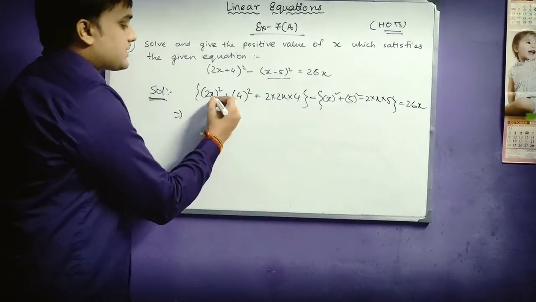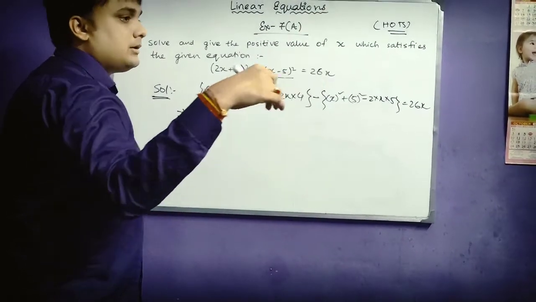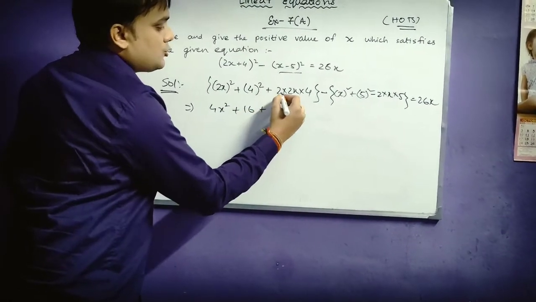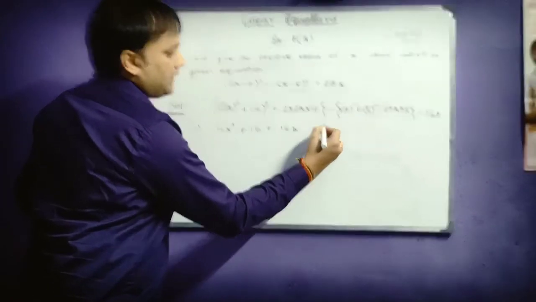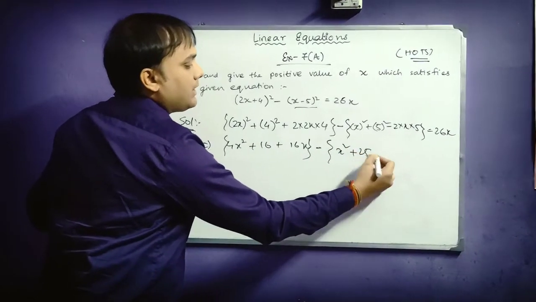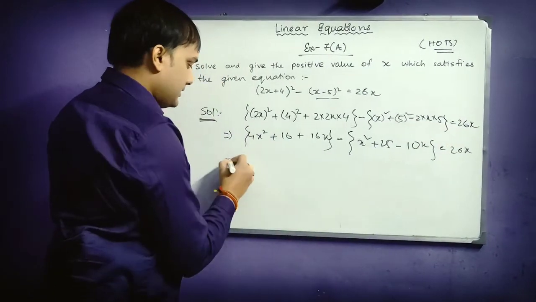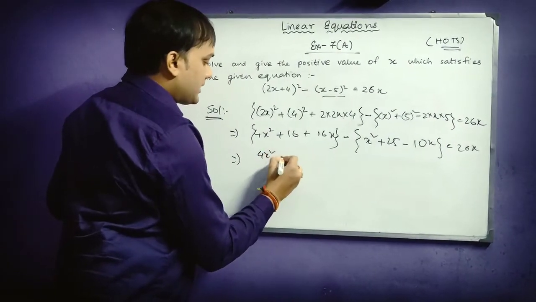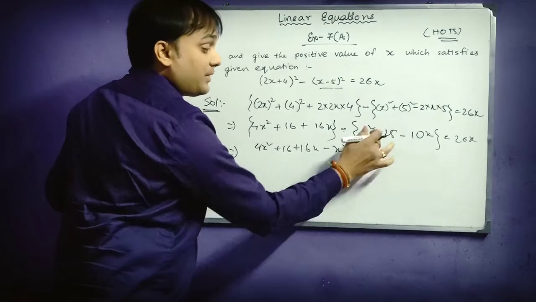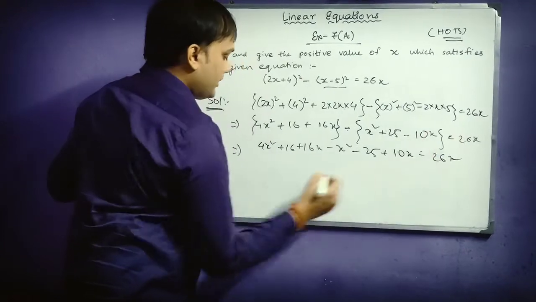Solve it. 2x whole square, that means 2x into 2x. It will be 2 into 2 and x into x. That means 4x square plus 4 into 4, 16. 2 fours are 8, 4 eights are 16x. Okay? Minus x square plus 25 minus 2 fives are 10x equals to 26x. Let us remove the second bracket here. 4x square plus 16 plus 16x minus x square, minus into minus plus, minus 25, minus into minus plus 10x equal to 26x.